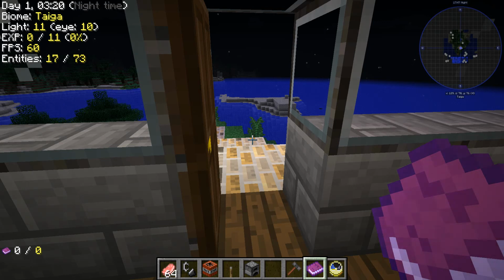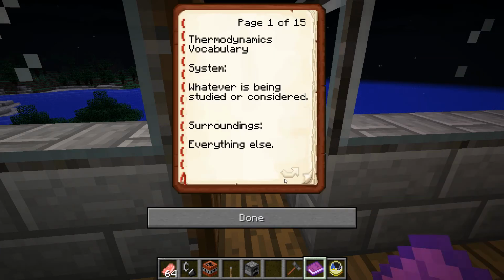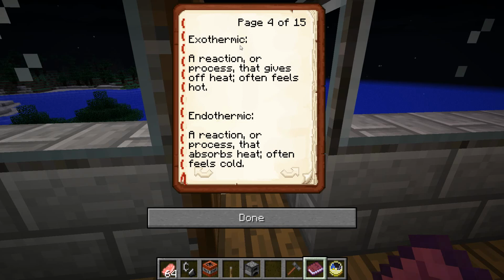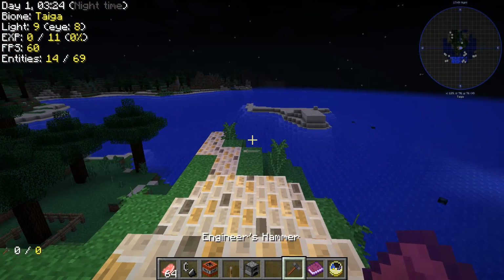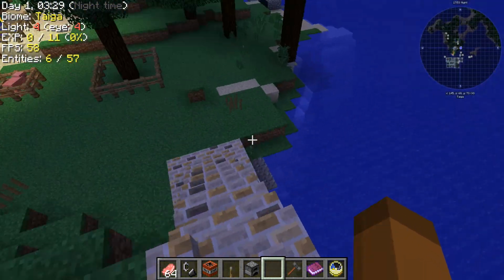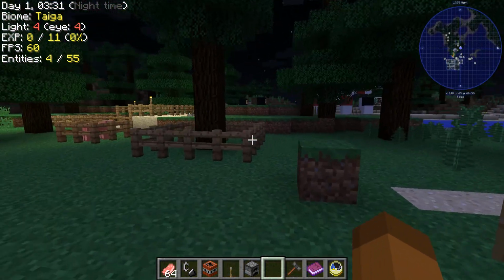We're getting a very early start this morning because today we're going to talk about a couple of things. We're going to talk about spontaneity, activation energy, exo and endothermic. All of these are important words that mean lots of things, and to talk about this we're going to want to move a little bit away from the base, just for aesthetic reasons.